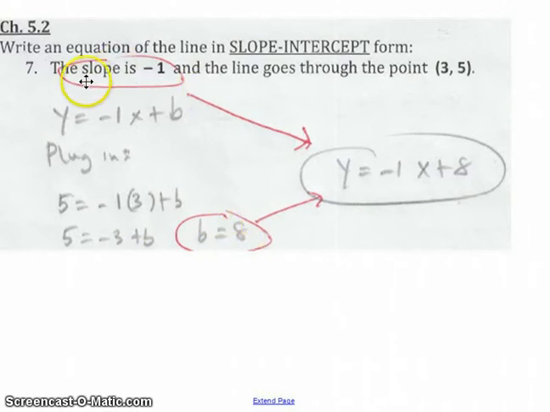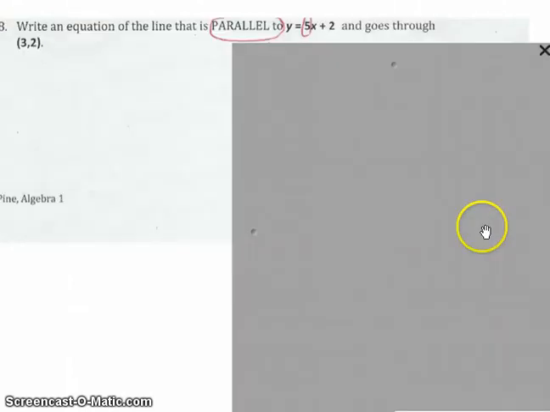Now I've got the two pieces I need, slope and b. And my equation, y equals -1x plus 8. That's the answer to that one. And I've got a next question now talking about parallel lines. You need to remember that a parallel line has the same slope as the one it's parallel to. So my new line will also have a slope of 5.